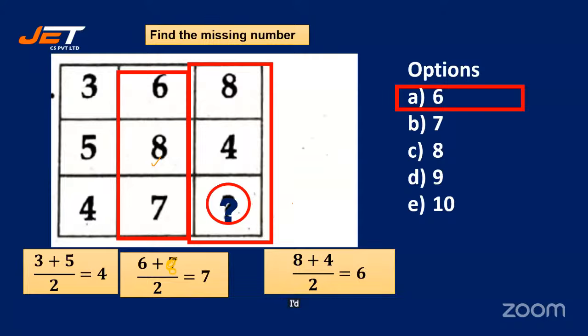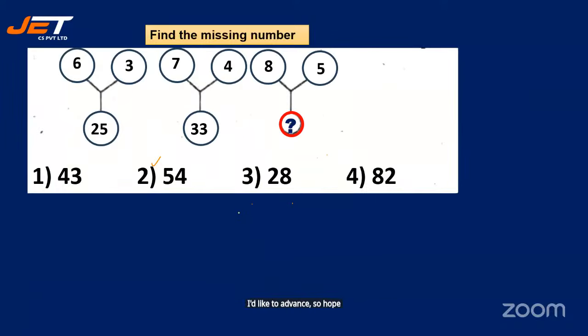All right, students. So hope you all got the correct answer. Now see the next one. 6, 3, 25, 7, 4, 33, 8, 5, dash. All right. So 6, 3, 25. 7, 4, 33.